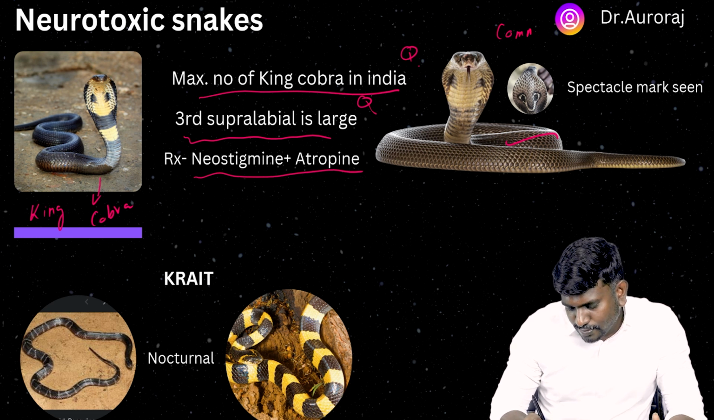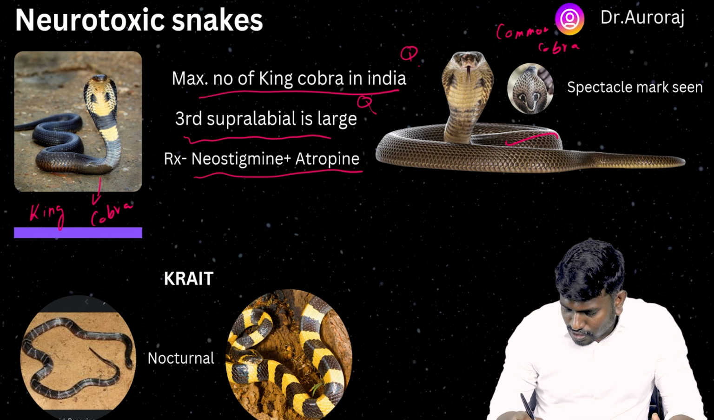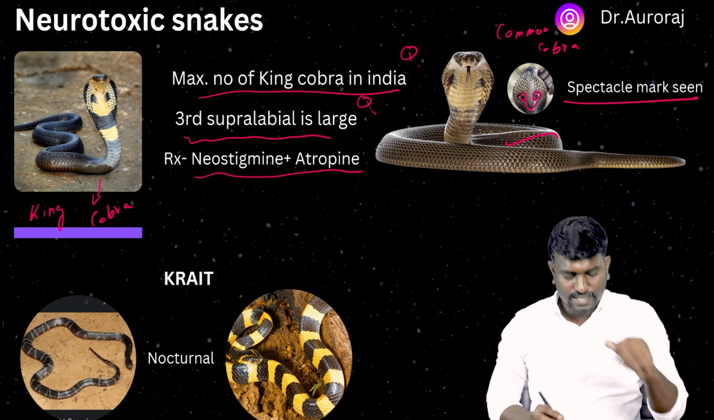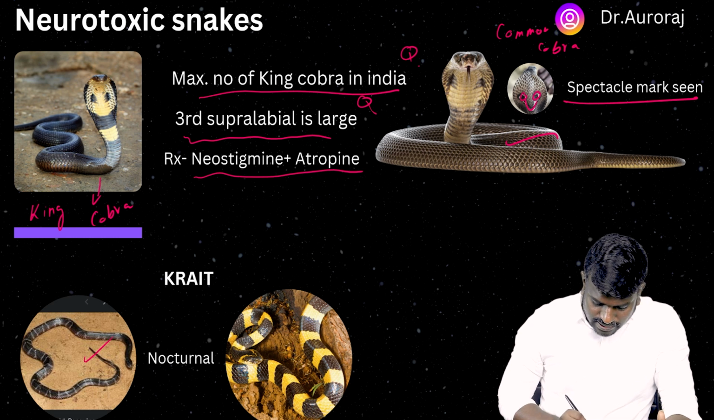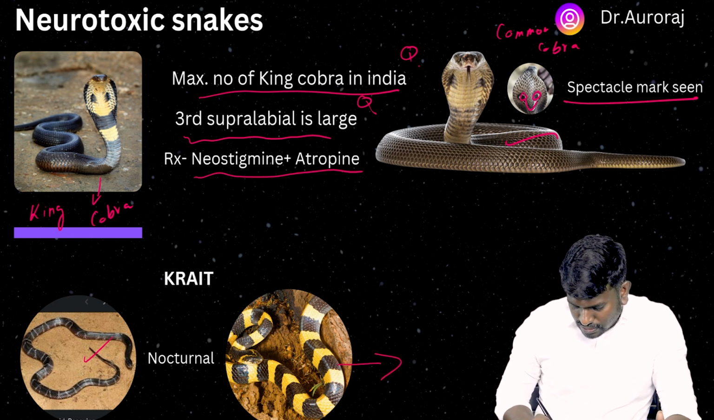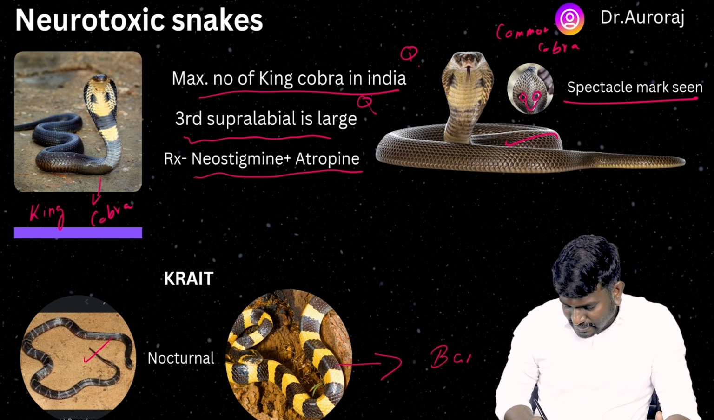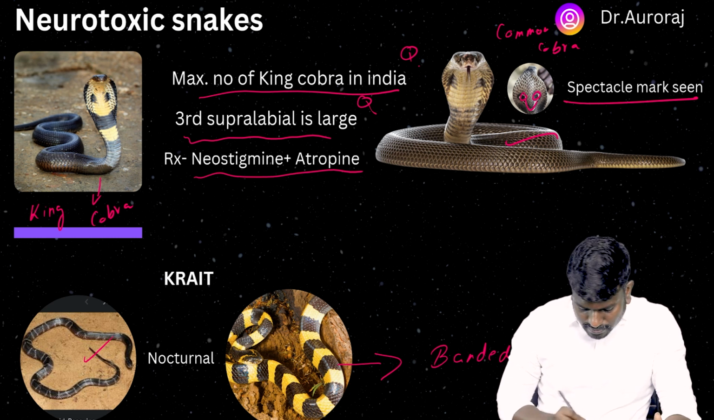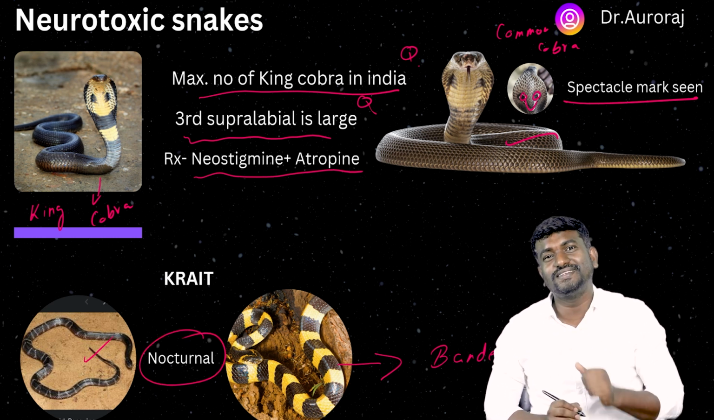And this one here, this is called what? Common cobra. It has something special, called what? The spectacles. This is called what? Spectacle marks. Good. Now this image, this is called what? The krait, and this one is going to be called what? Banded krait. Yes, these are going to be nocturnal. Please remember, kraits are going to be nocturnal.